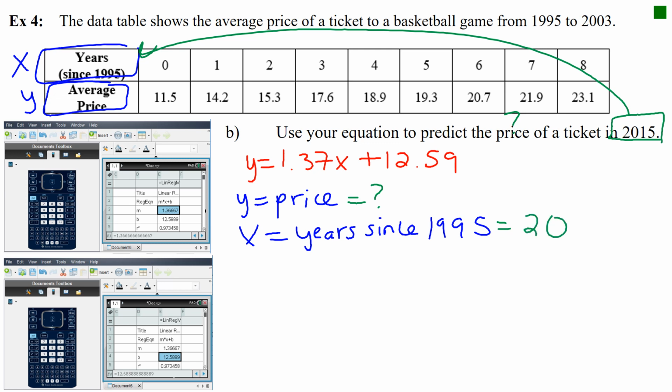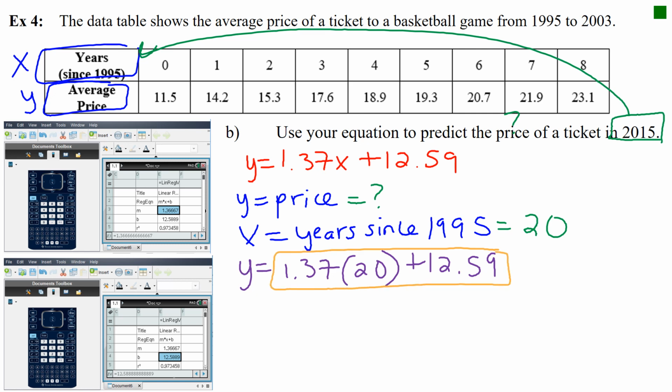So what we're going to plug in is the x value 20 into the equation. So we have y equals 1.37, there's x, which we're going to plug in. We're going to substitute 20, and then plus 12.59. Okay. We can actually put all this into our calculator at one point. Notice I pasted these two slides just to show you that that's where we got our slope and our y-intercept from the previous screen.